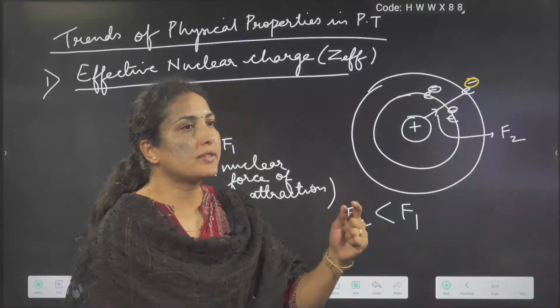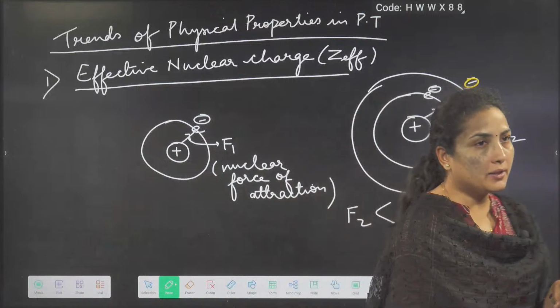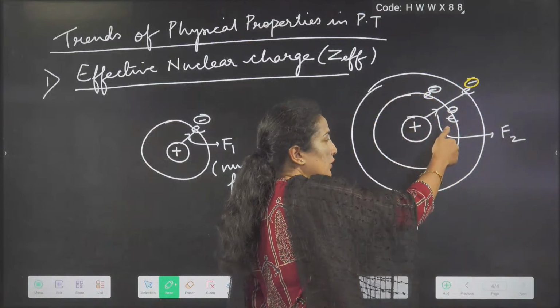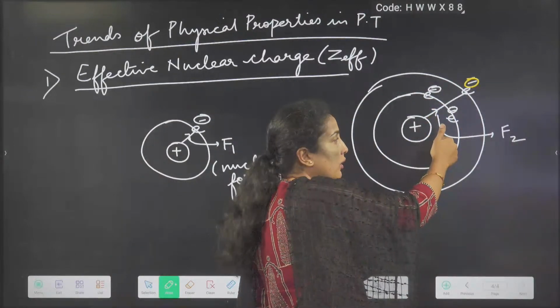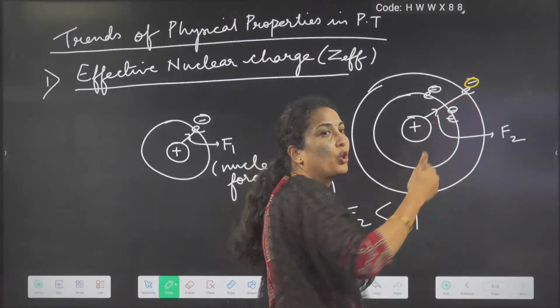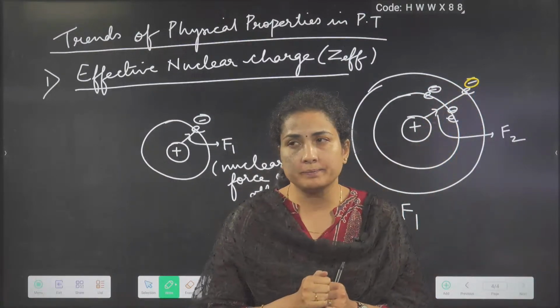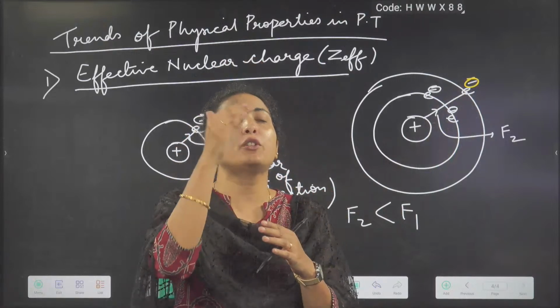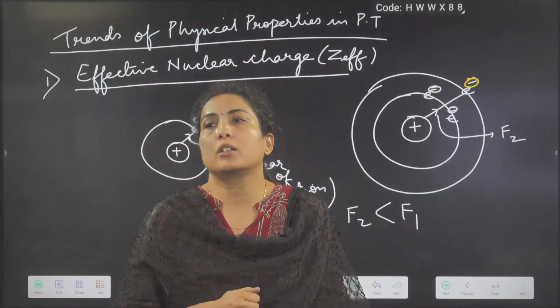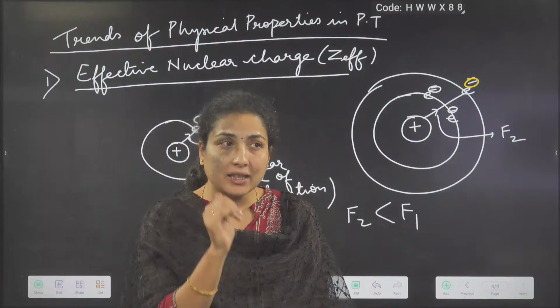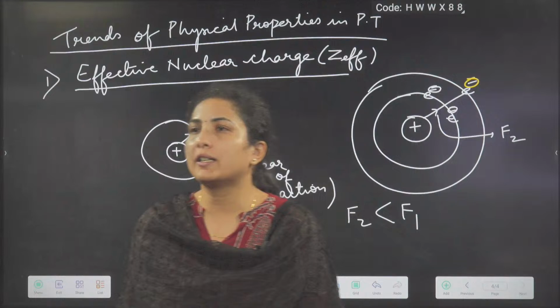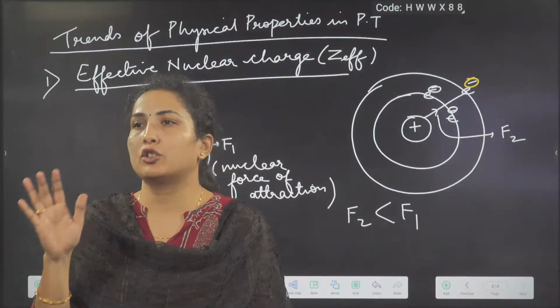Now listen to another statement carefully. I am saying that basically because of the repulsion from the inner shell electron, the outermost shell electron has moved a little bit far away. Hence, the force of attraction which is felt on this outermost shell electron is decreased. And that decreased nuclear force of attraction only I am calling as effective nuclear charge.